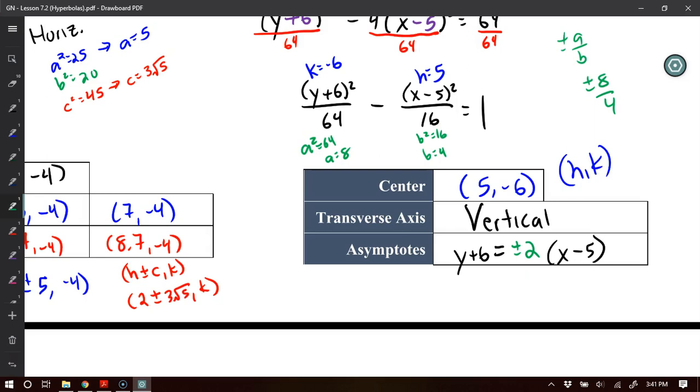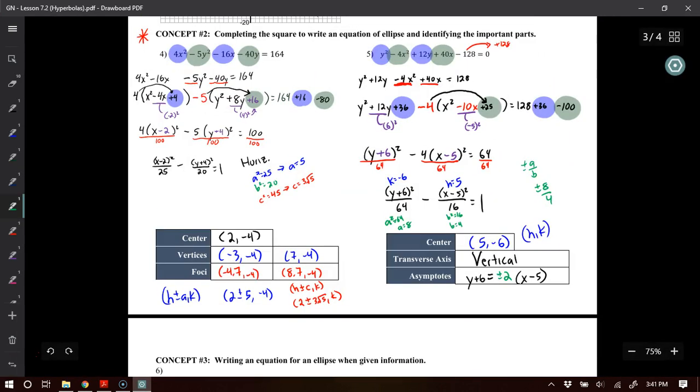So there is concept 2, which is completing the square to write an equation of a, well, that says ellipse, of a hyperbola, and identifying the important parts. That's concept 2 on your quiz. The part you need to be careful with is right away when you are completing the square is factoring out that negative, which then changes the other operation for it.